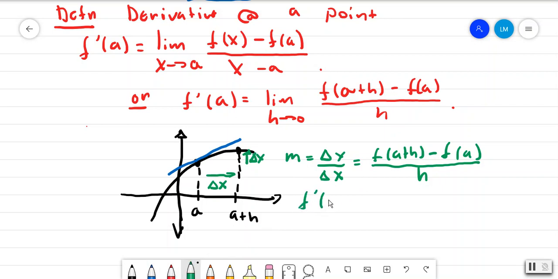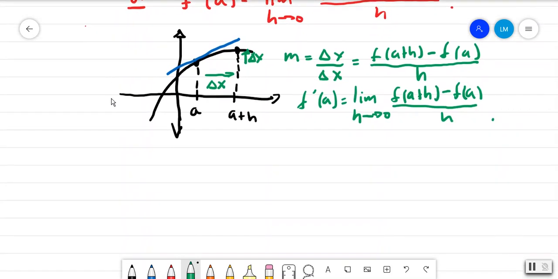So we have f prime of a is equal to the limit as that increment gets smaller and smaller of f of a plus h minus f of a all over h. Essentially, we just have to make sure that this limit does exist.